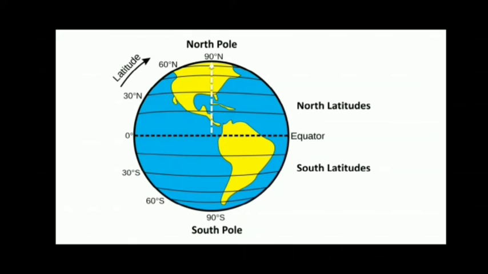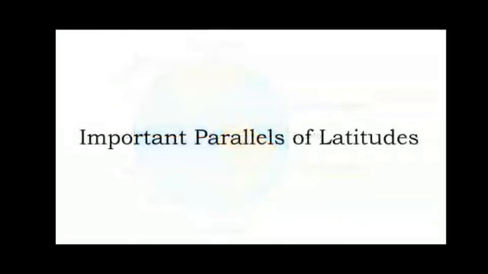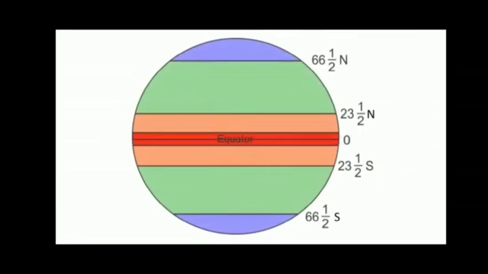Important parallels of latitude. Besides the equator, the North Pole and the South Pole, there are 4 important parallels of latitude. First, Tropic of Cancer, that is 23.5 degrees north. Second, Tropic of Capricorn, that is 23.5 degrees south. Third is the Arctic Circle at 66.5 degrees north, and fourth is the Antarctic Circle at 66.5 degrees south.